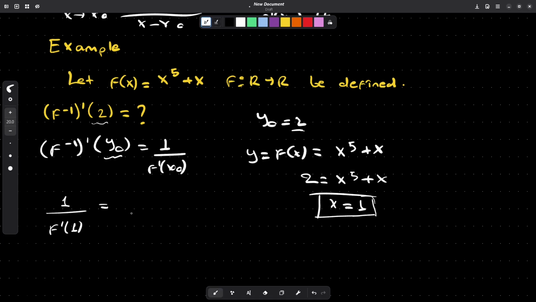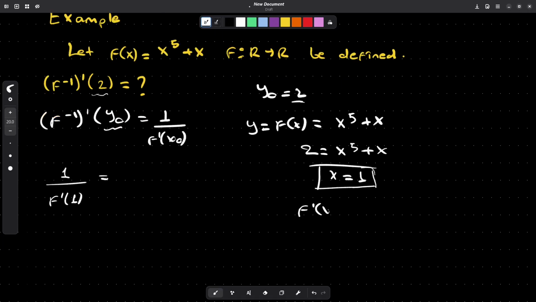This is equal to, first let's differentiate f(x): 5 times x to the fourth power plus 1. Now, to find the derivative at 1, 5 times 1 plus 1, which is equal to 6. So my f'(1) is 6. This is the first method. This is how we use the theorem.